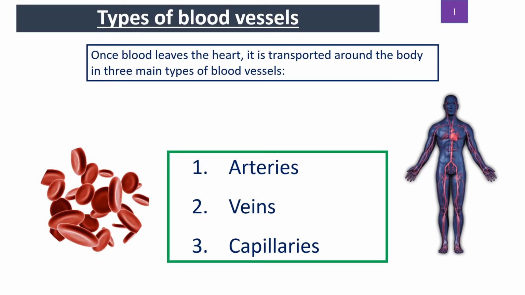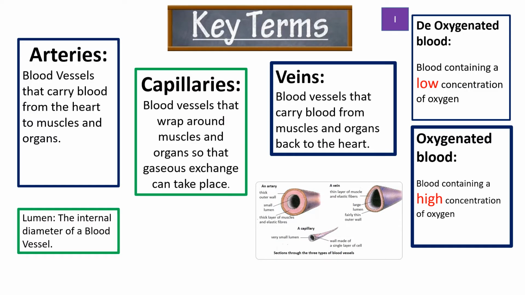Now, you can remember that there are three main types of blood vessels. These are the ones that we need to know in GCSE PE, and these are the ways that the blood is transported around the body. But let's look a little bit closer at these: arteries, veins and capillaries. So, some key terms that we need to know. Quick recap: arteries, blood vessels that carry blood away from the heart to the muscles, to the other organs.